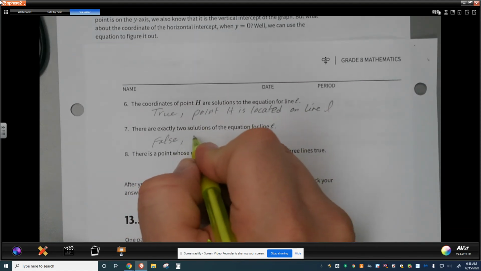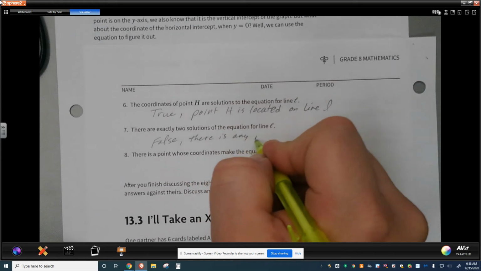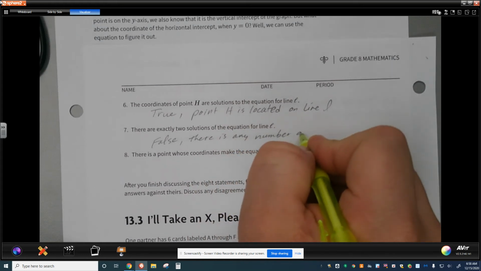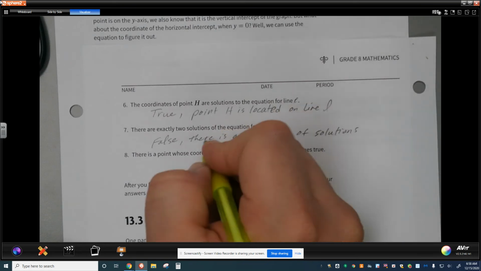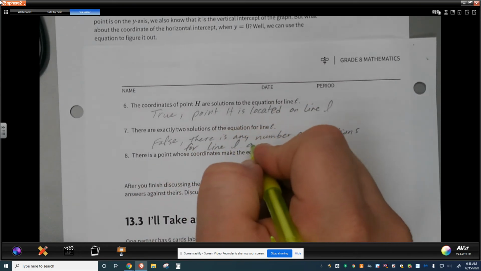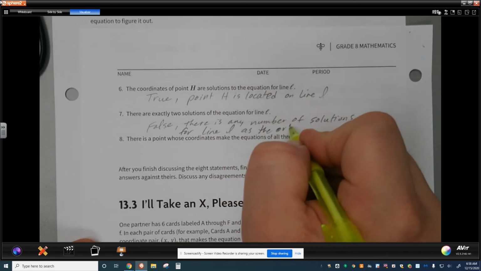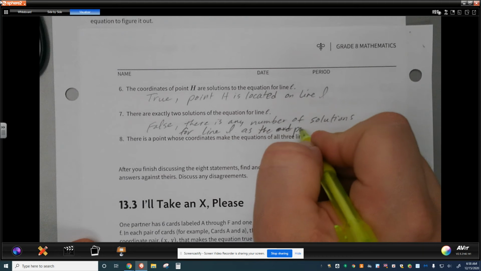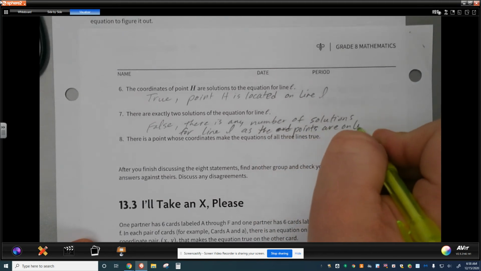Meaning that there is any number of solutions for line L as long as they are on the line. Or as long as the points are on line L.